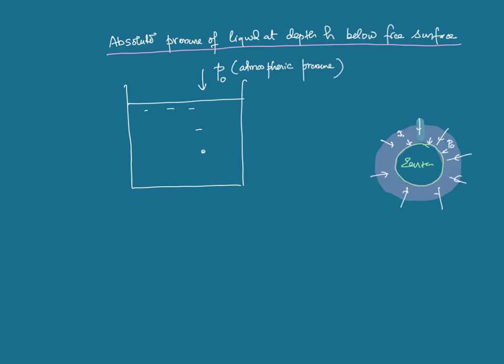And say you want to find the absolute pressure at a depth h. Now, just outside the liquid surface, it is atmospheric pressure. So just inside also you have atmospheric pressure. Now here you have pressure P. So in the same way we can write P minus P naught is equal to h rho g.